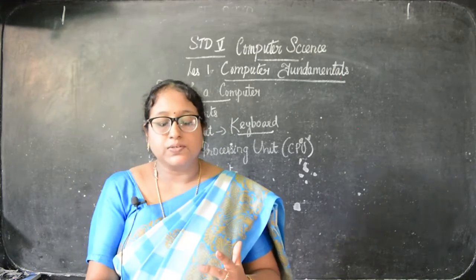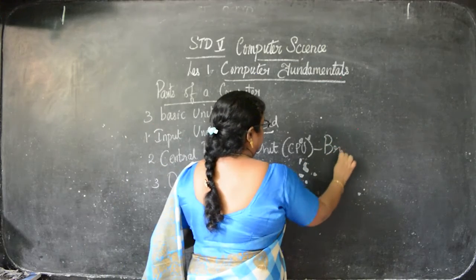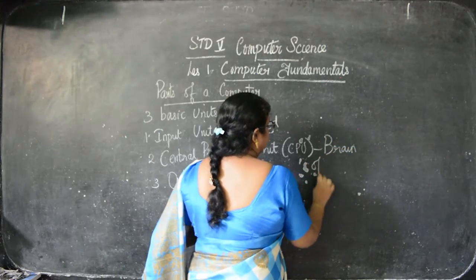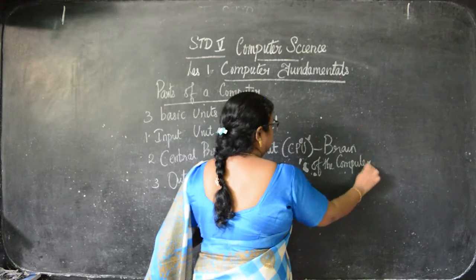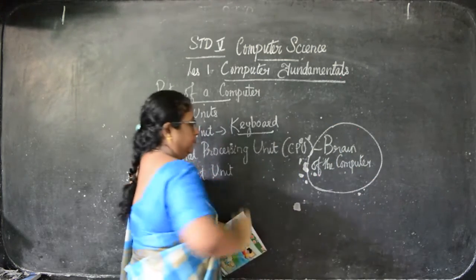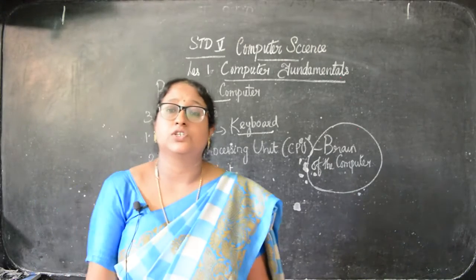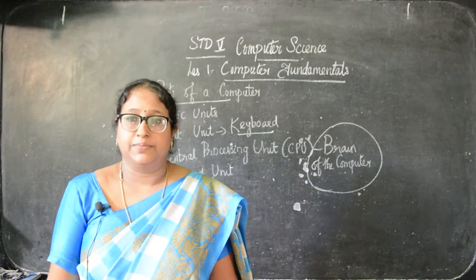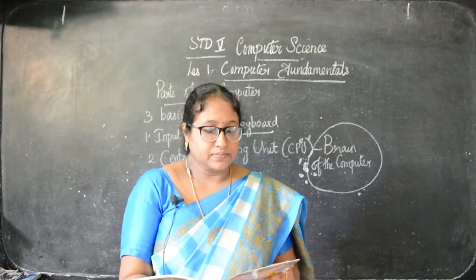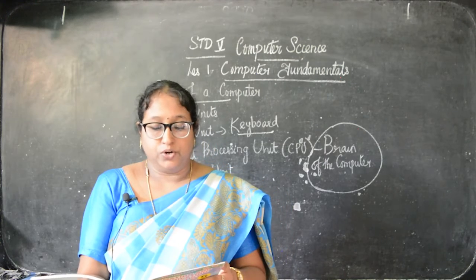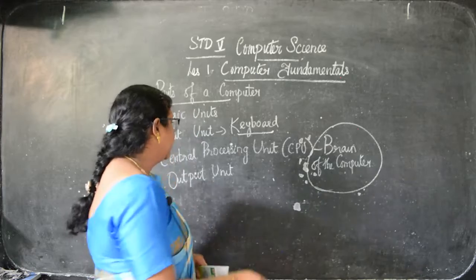Okay. Now the CPU is also known as the brain of the computer. So what is the other name for the CPU, children? The brain of the computer. Again and again I am telling you, the CPU is known as the brain of the computer. Then the CPU consists of the control unit, arithmetic logic unit, and memory unit, that is CU, ALU, and MU.